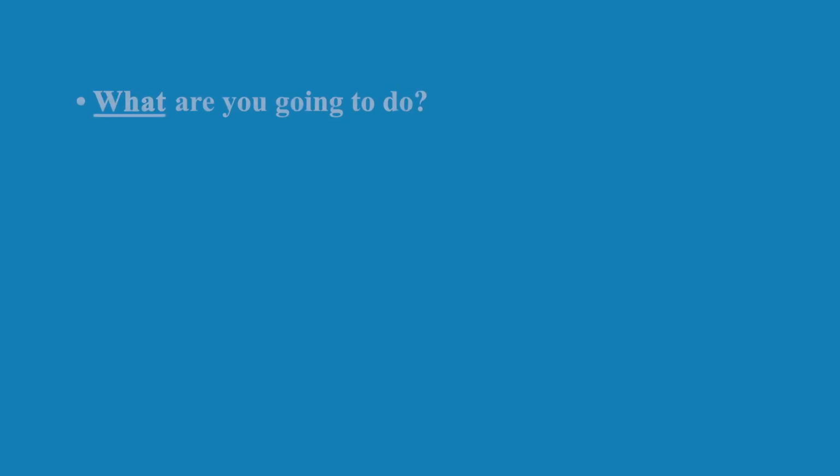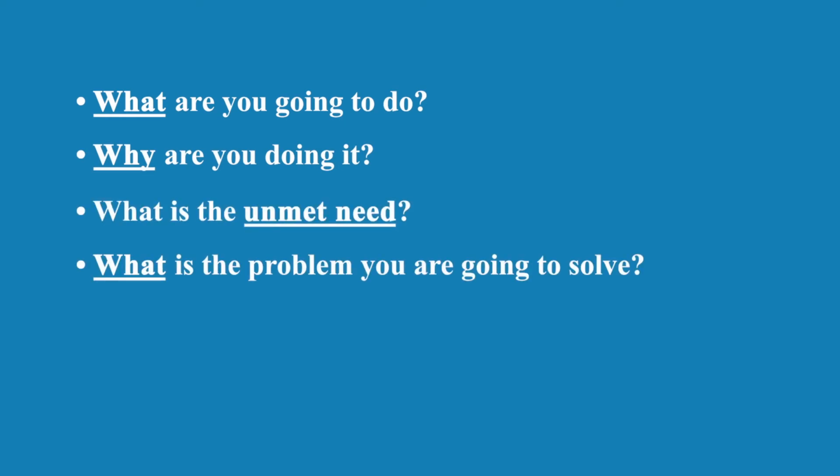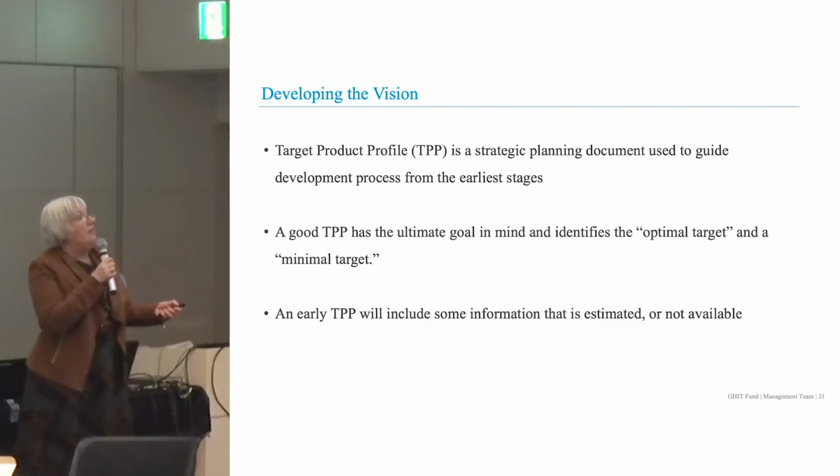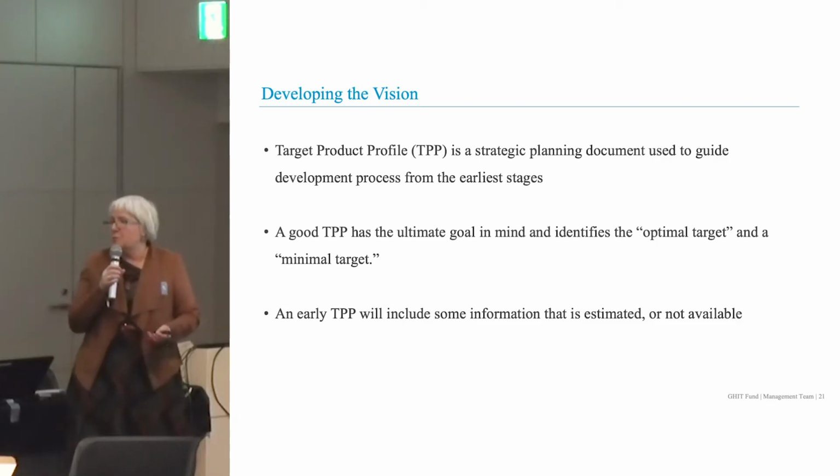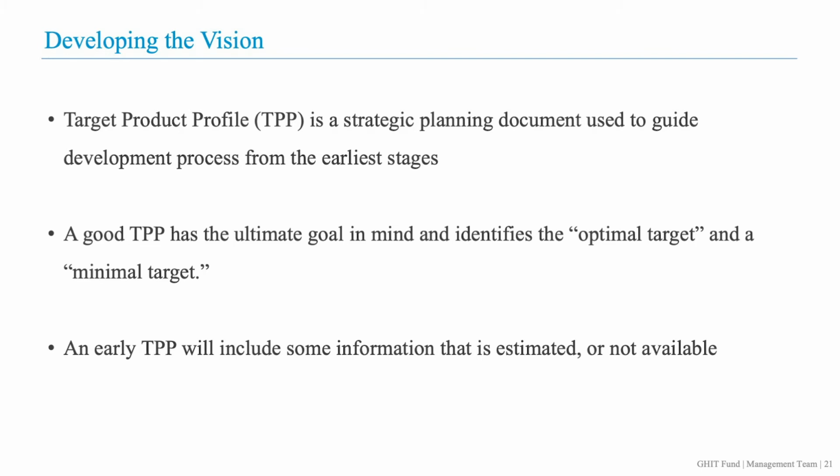I need to know what you're going to do, why you're doing it, what's the unmet need, what's the problem you're going to solve. And then I need to see it set out clearly, how you're going to do that, what the steps are, and that will lead to us being excited about the proposal. So how do I get there, or how do you get there, more importantly?